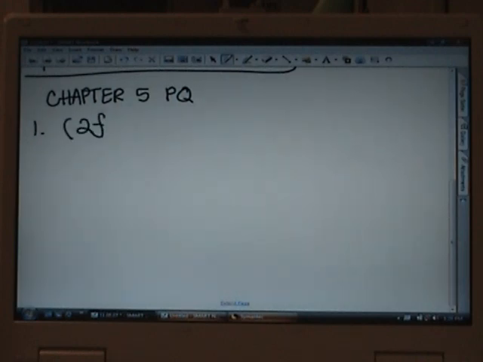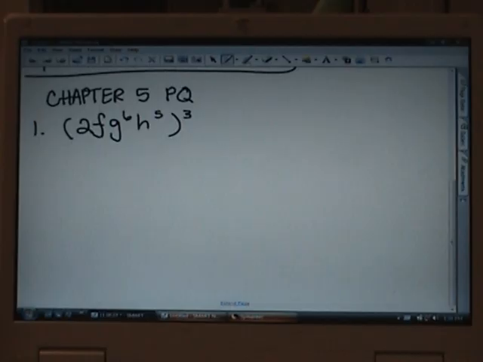Okay, we're going to go over the chapter 5 practice quiz. Number 1: 2, f, g to the 6th, h to the 5th, all to the 3rd.